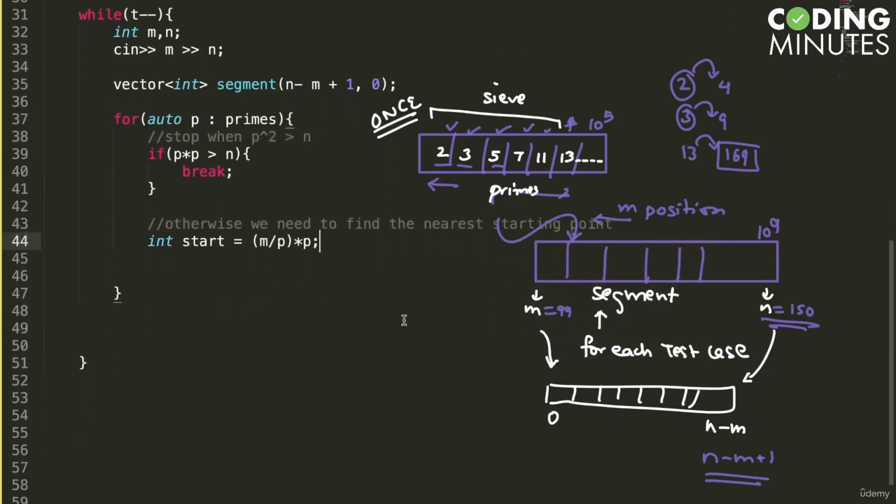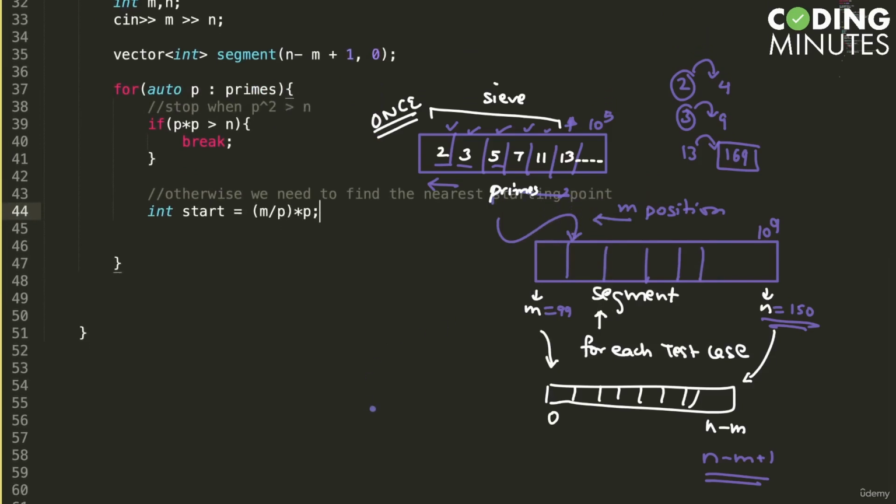Now let me tell you how we are computing this. Let's say the prime is 2, and the value of m is 99. We are finding out the multiple of 2 that is close to 99. That multiple is nothing but 99 divided by 2, into 2. This will give us 49 into 2, that is 98. Obviously either we get a multiple which is just lesser, or we get a multiple which is just higher. We actually get this number which is just one box behind the actual number.